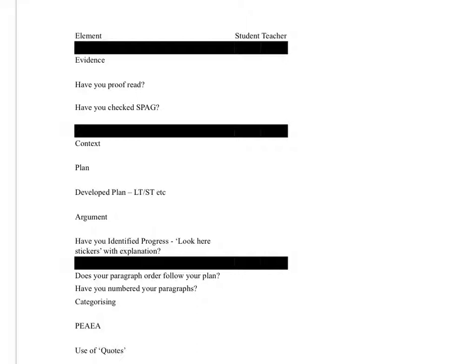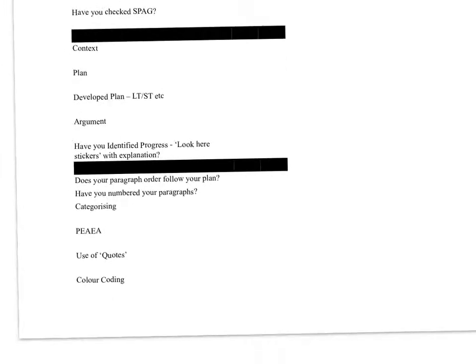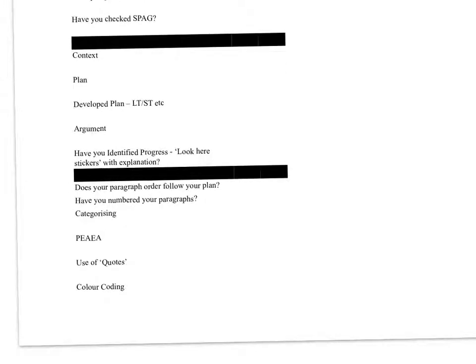Then we move on to basic housekeeping of the work that you're actually doing here. Does your paragraph order follow your plan? So if you talk in terms of economic, social and political, one would infer that economic is the first thing you're going to talk about, then political, social and so on. Have you numbered your paragraphs to direct your teacher to look at specific areas, and for your teacher to be able to direct you quickly to the elements of the essay that may need rewriting or reviewing?